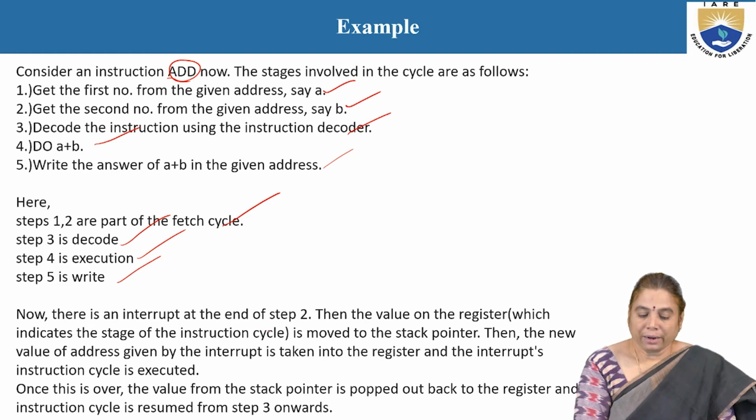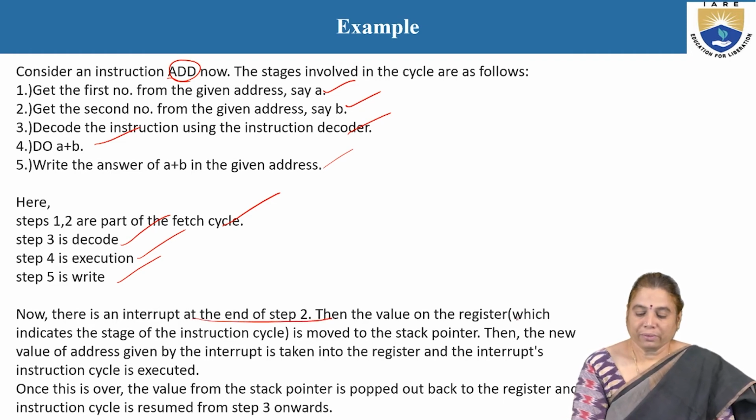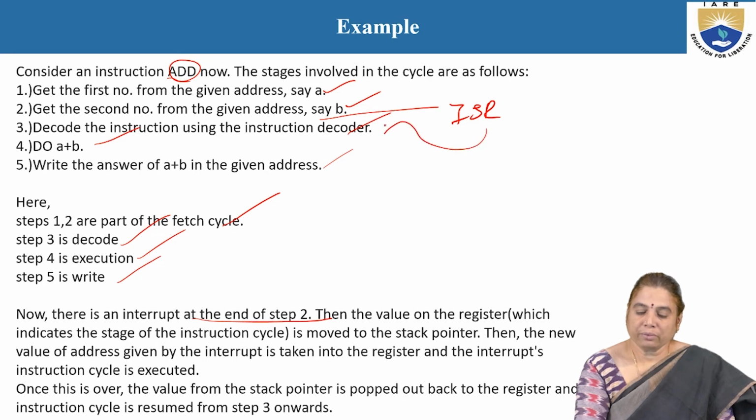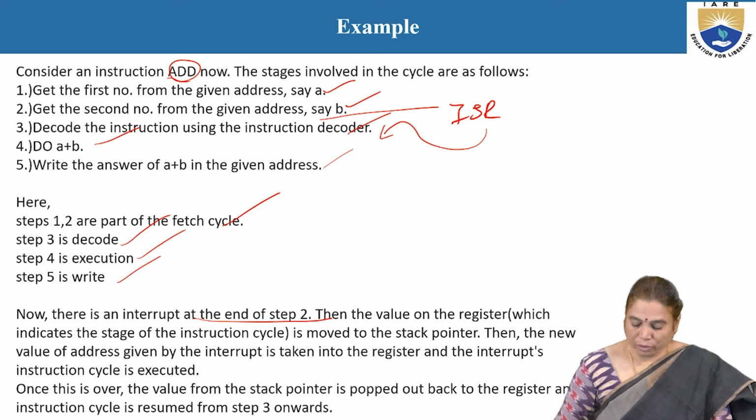But there is an interrupt at the end of step 2. So the sequence has to be stopped here. After step 2, the instruction processing is stopped and the ISR is executed. Only after execution of the ISR can the main program steps be executed.